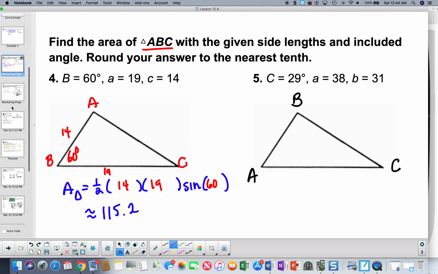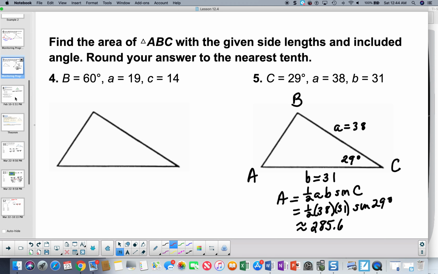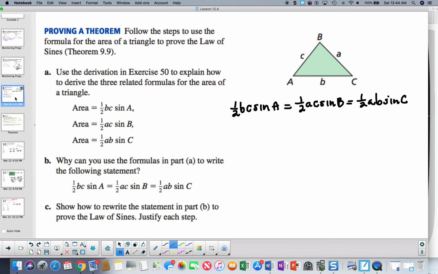Pause the screencast and see if you can do the one right next to it. And here's the answer. Let's go ahead and use this new area formula to help us prove the law of sines. Okay, so we have this area formula where we can use any of the angles. And so all these formulas have to equal each other because they represent the area of this triangle right here. What I'm going to do is divide everything through by the same thing, and that way I can maintain the balance of the equation.